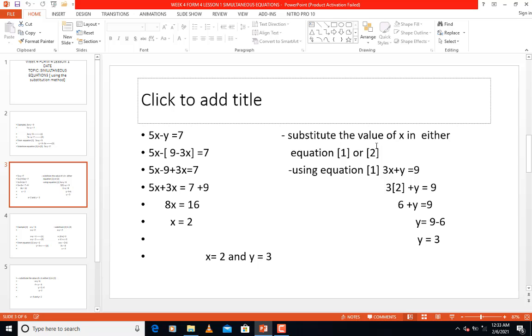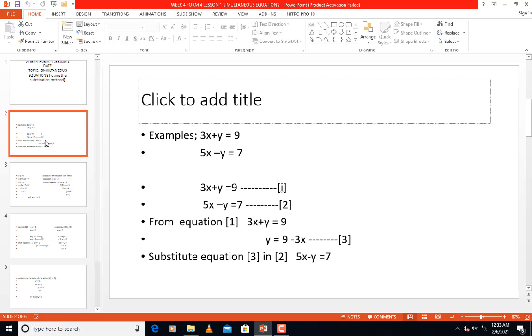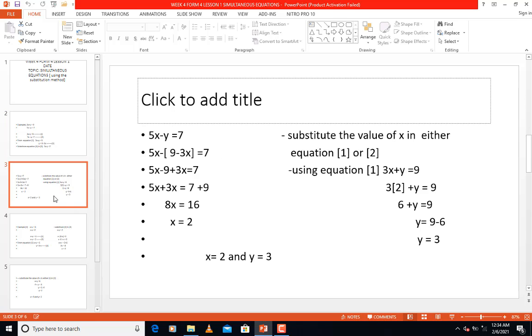You choose from the previous equations, these two. Choose one of it. It's up to you. If you want to use equation 1, it's up to you. If you want to use equation 2, it's up to you. You decide and choose from these two. Which one are you going to use to substitute?